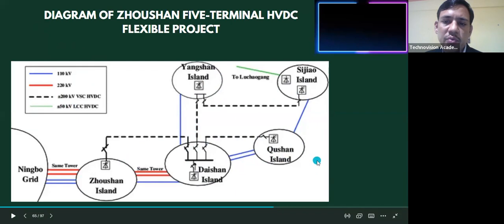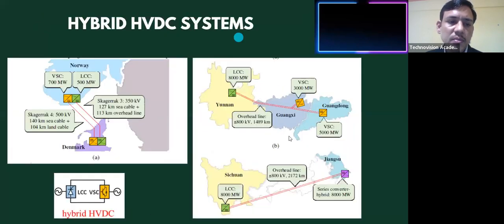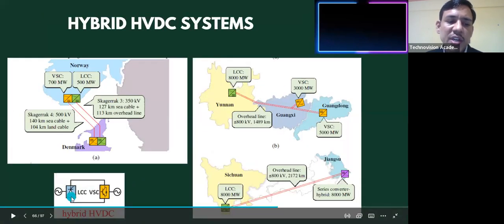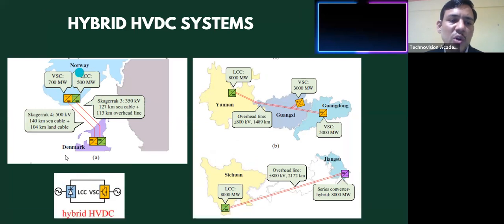especially hybrid breakers. So in hybrid HVDC, one terminal is a line commutated converter, and the other terminal is a voltage source converter. Here, between Norway and Denmark, there is a hybrid HVDC they have used. One is a voltage source converter, the other is a current source converter. They have connected these two countries with this LCC 500 megawatt and VSC HVDC.